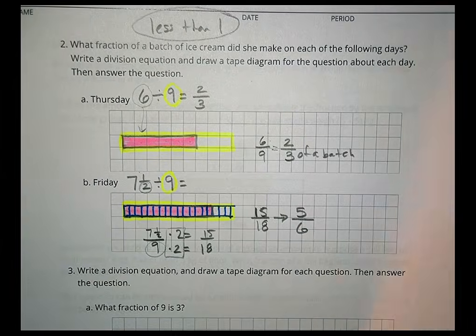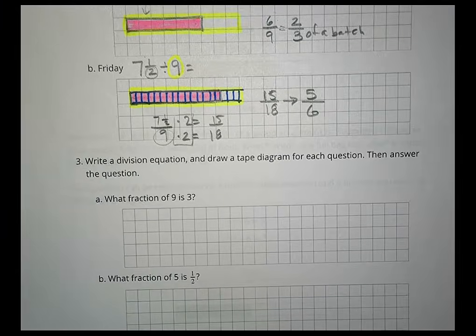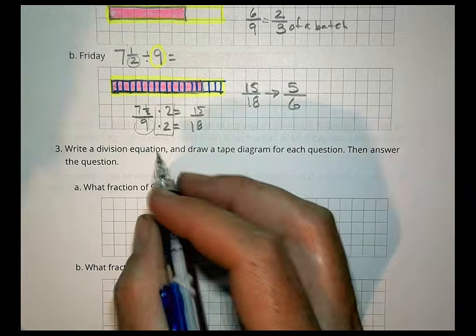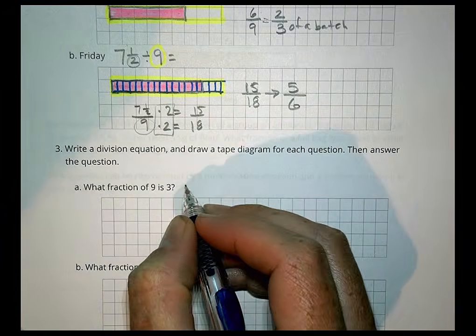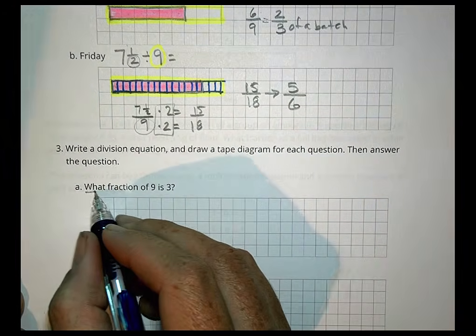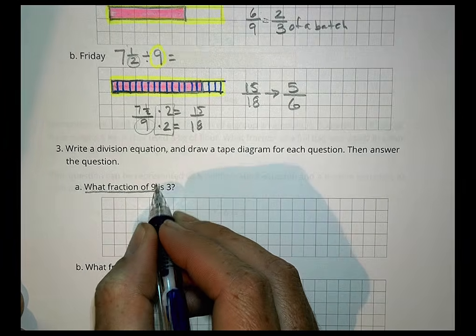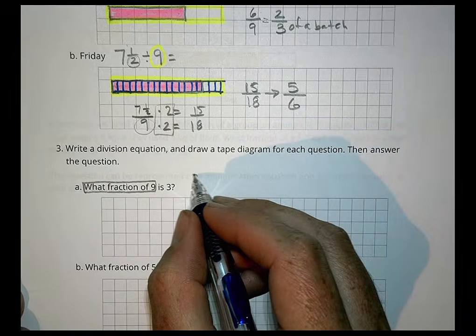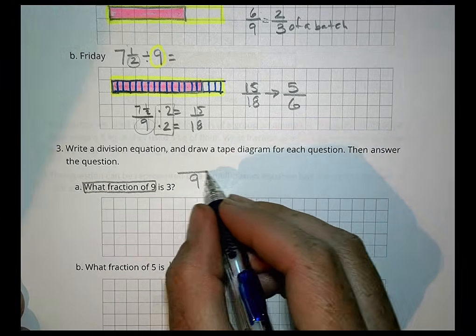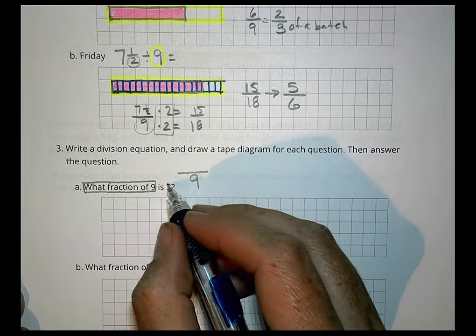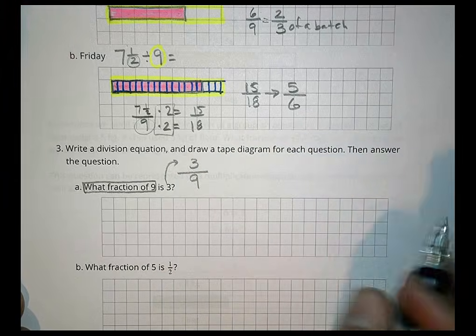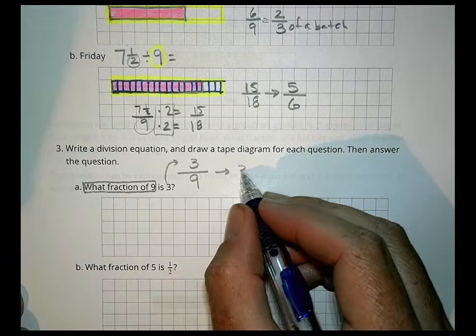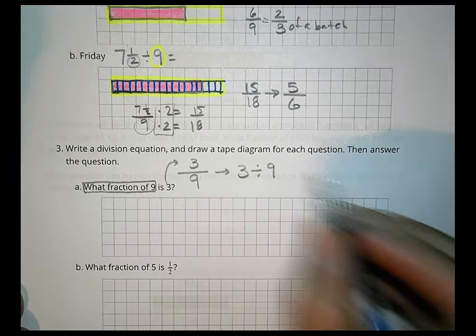Let's look at number 3. Write a division equation and draw a tape diagram for each question, then answer the question. What fraction of 9 is 3? What we're asking here is what fraction of 9 is 3, so as a fraction, 3 is what's up here. Now that fraction bar is the same as division. So this is the same as 3 divided by 9. That's all we're saying there.